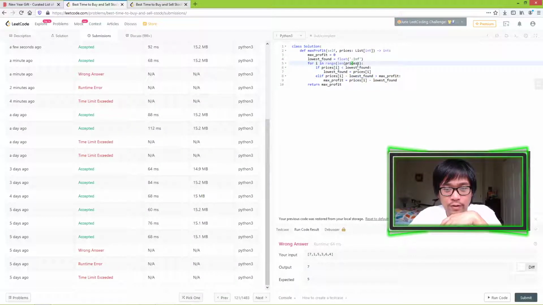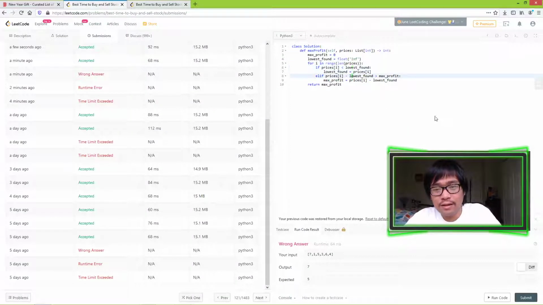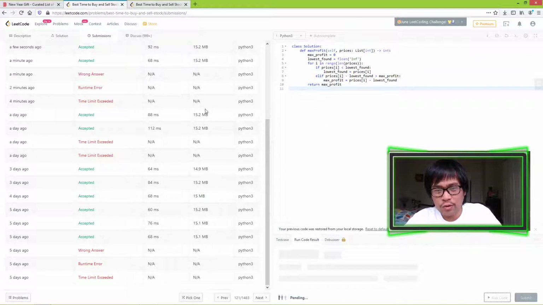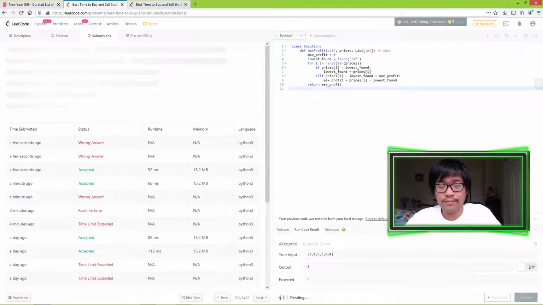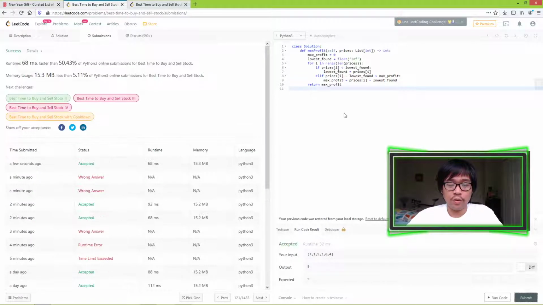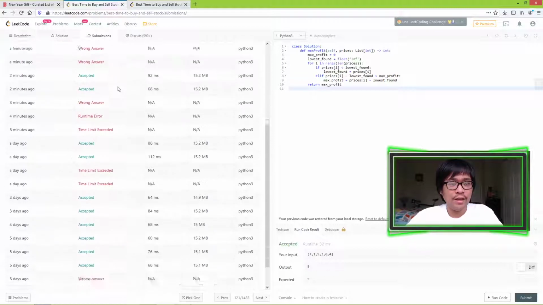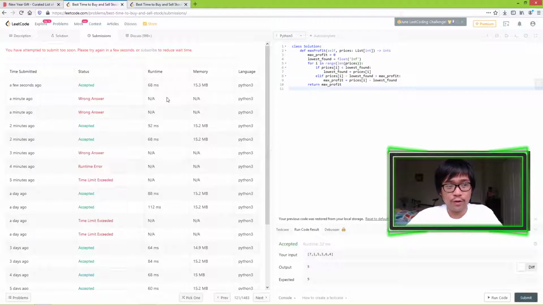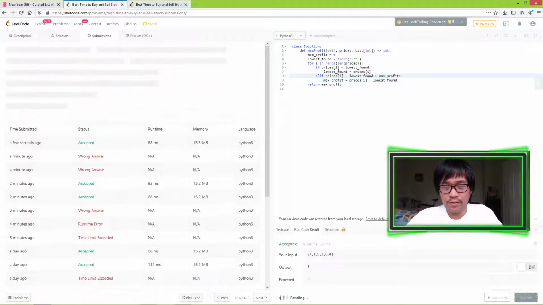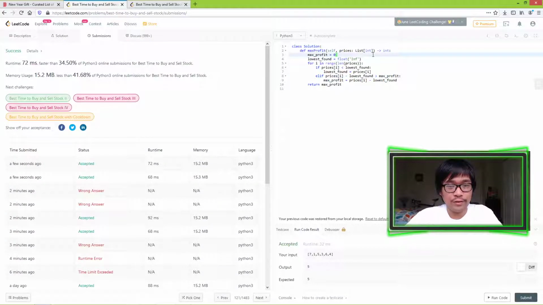Okay, so I know what I did wrong. I set the lowest found to be negative infinity, which is incorrect. It should be positive infinity. So that works, and then this should work as well. So there you go. 68 milliseconds, and that should be the solution. I mean, we solved it earlier as well in a different way, but this is how you do it without having to return that value. So we don't have to return 0 if the length is 0.